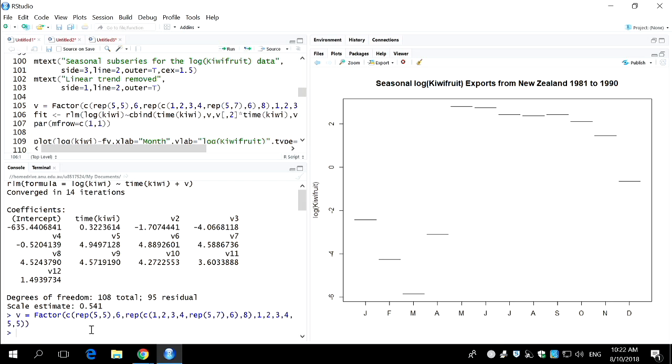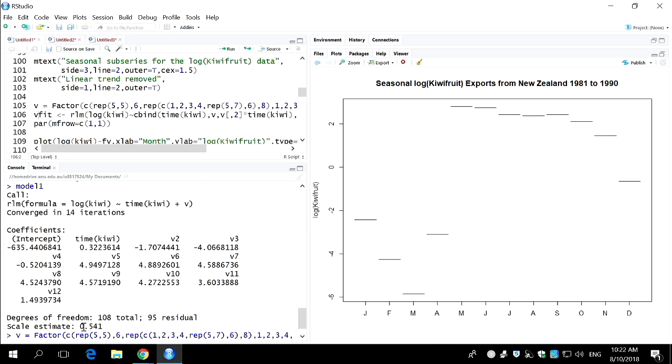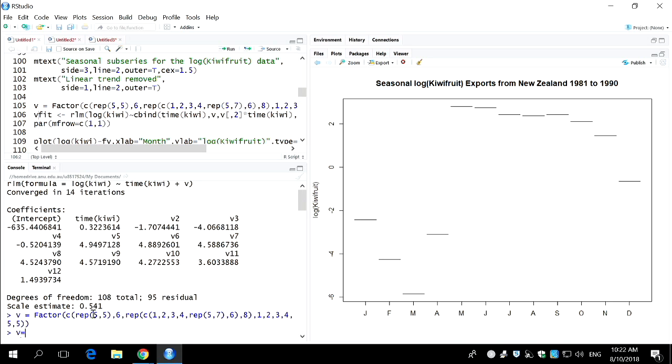That's not quite right. There you go, do it properly. You can see I fit a different model in the notes. That's okay. V is factor. What do I do? The data starts in July. July's the seventh month, so that's this one here. Data starts in July, so this is season 5, and then the seasons go 2, 3, 4, this is season 5.